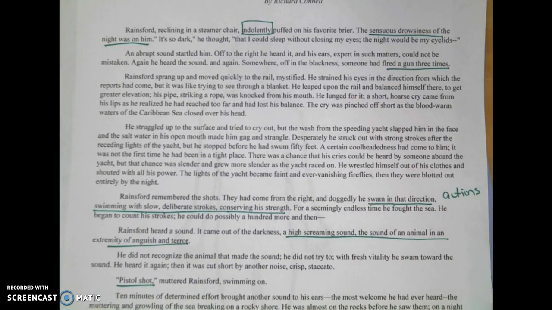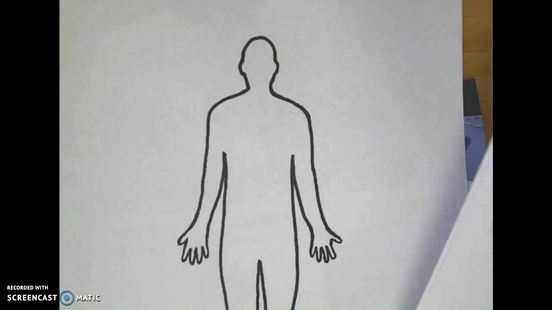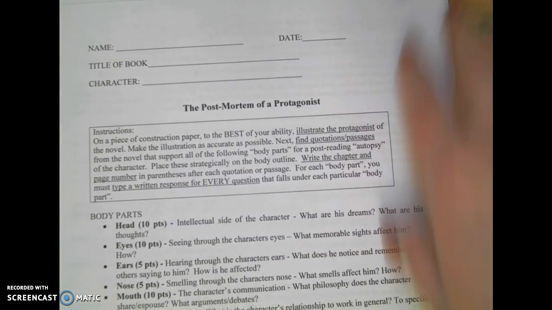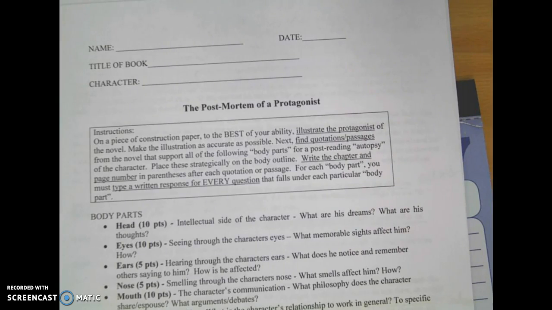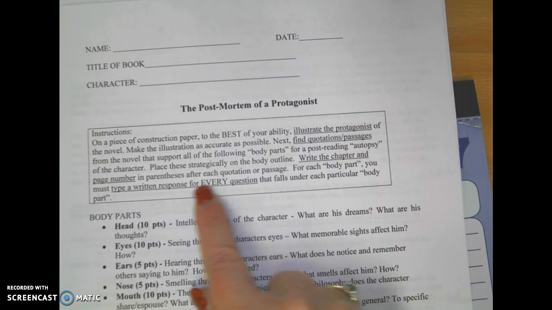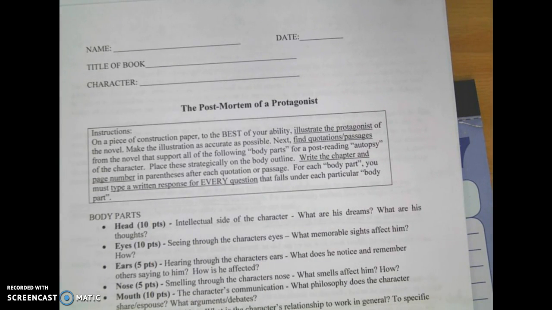So again, you'll start with an annotated text, the body outline, and then students have to answer all these questions. They have to also include text evidence. So you'll notice in the directions, write the chapter and page number in parentheses after each quotation or passage. If you're reading a play, obviously you'll modify that. For the short story, you can put line number if you so choose. They have to go back and pull text evidence to verify, yes, this is what I'm saying, and this is where I can prove it.